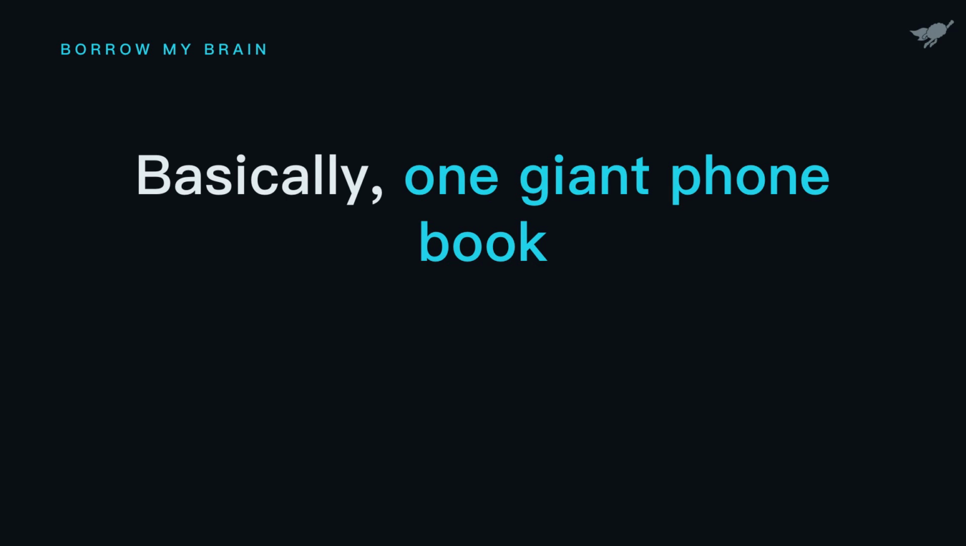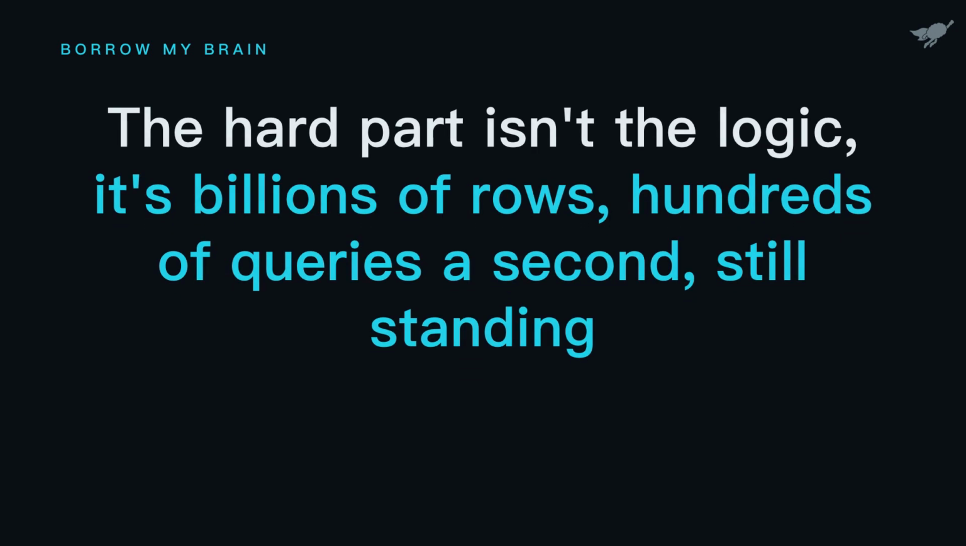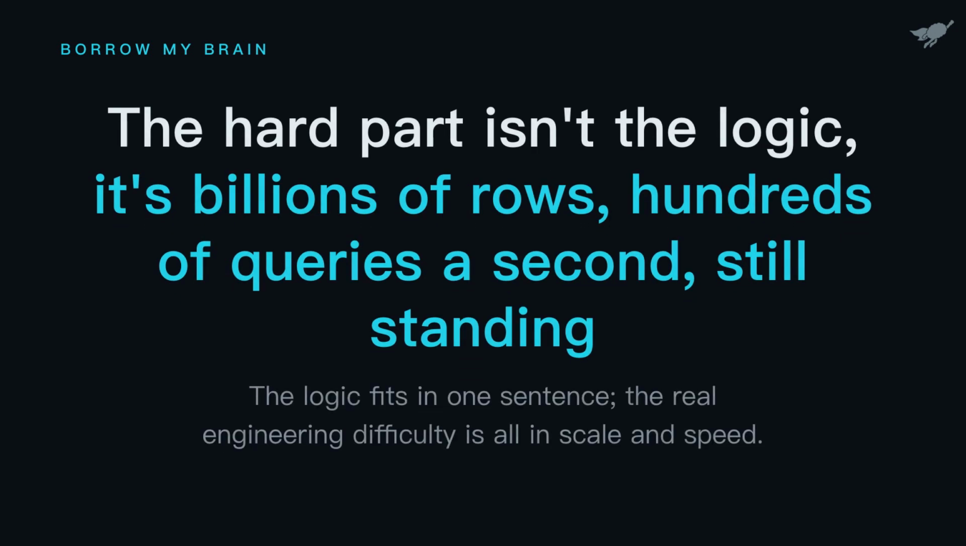Basically, it's one giant phone book. The shortcode is the name. The long URL is the phone number. Writing is jotting down one line in the book. Reading is looking up a number by the name. Just those 2 moves. The hard part isn't the logic. The hard part is when this book has billions of rows and gets queried hundreds of times a second, how do you keep it fast and keep it from falling over?